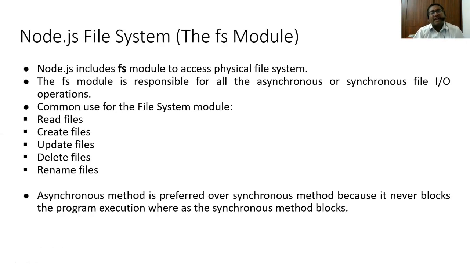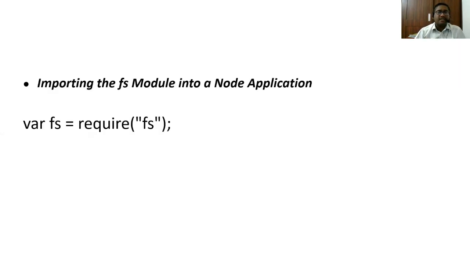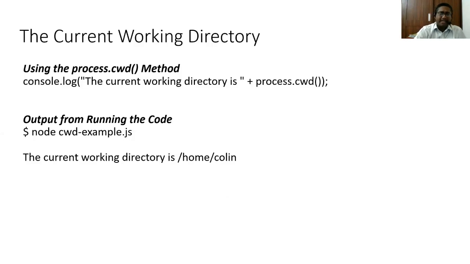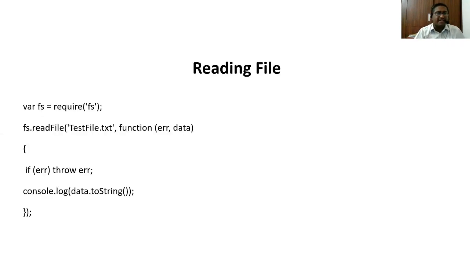In Node.js, we can use the file system module also, a module called FS module. We can read a file, create a file, update a file, delete a file, rename a file. Everything will be based on asynchronous. So for file system, require of FS, just as for HTTP it is require of HTTP. And if you want to print the current working directory, we can use process.cwd, meaning current working directory. It will print the value on the debug screen.